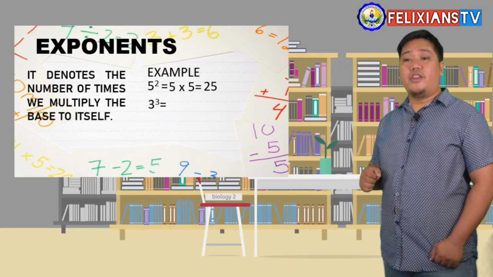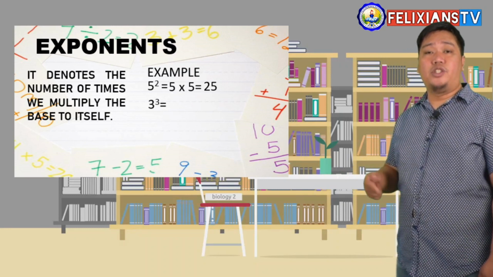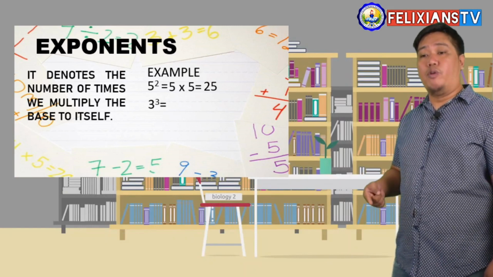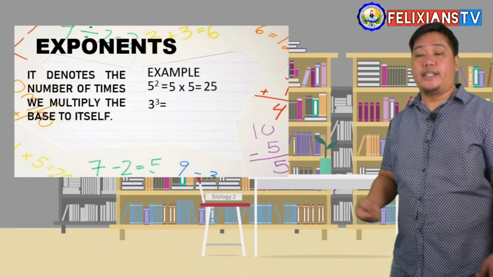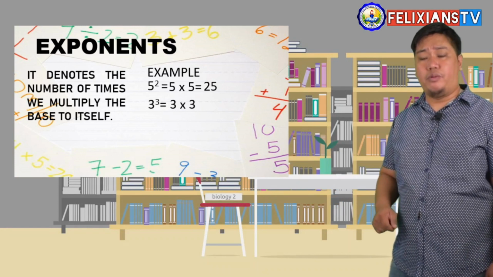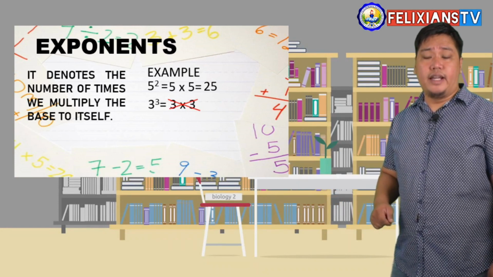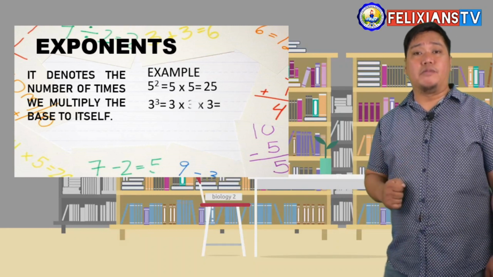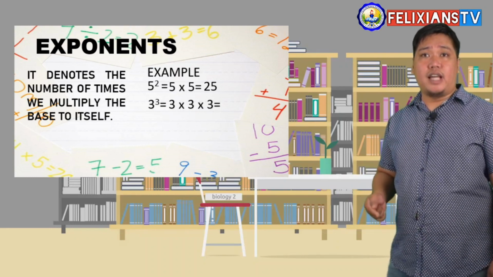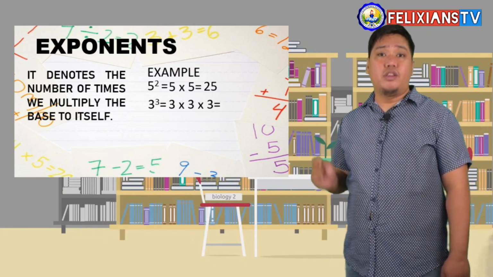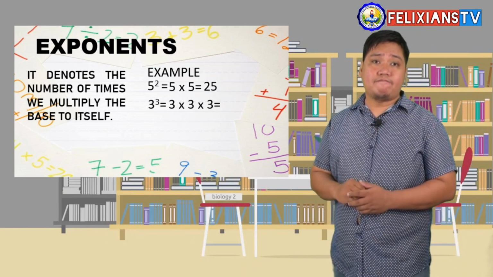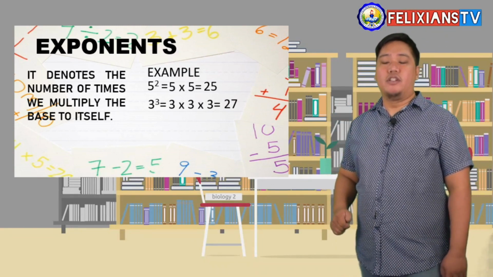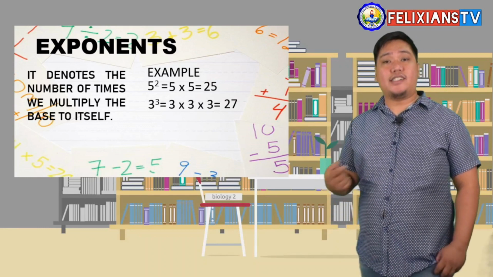Next one is 3 cubed, or 3 raised to the third power. What other students usually do, again, is multiply 3 times 3. Well, that is incorrect. What we should do is multiply 3 by itself 3 times. So it should be 3 times 3 times 3, and the answer will be correct. It's 27. All right.